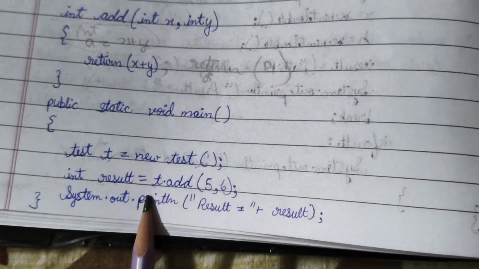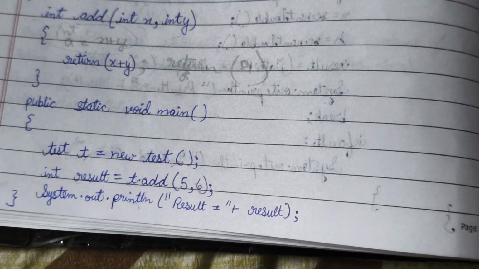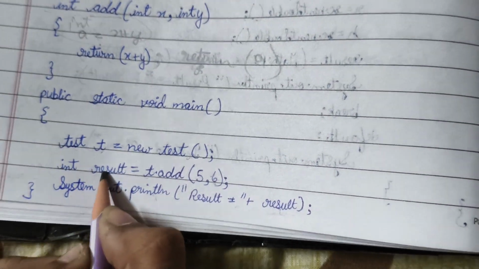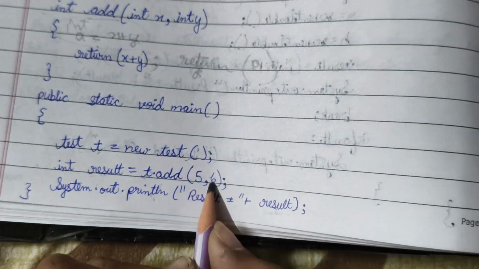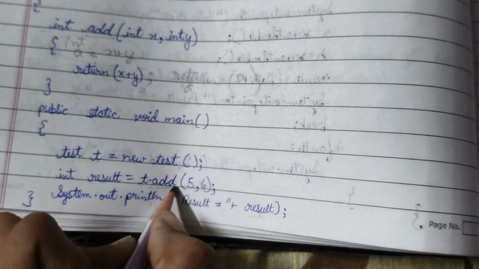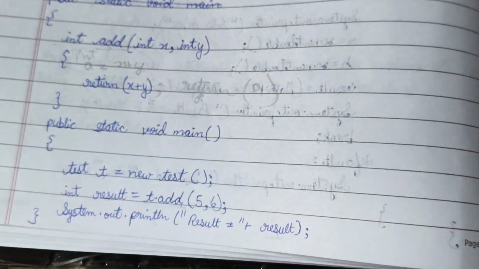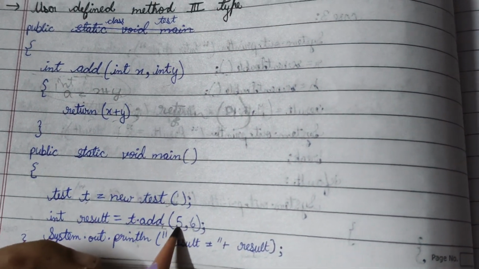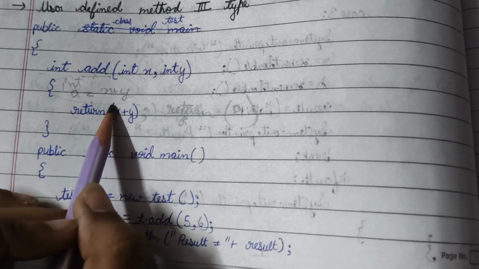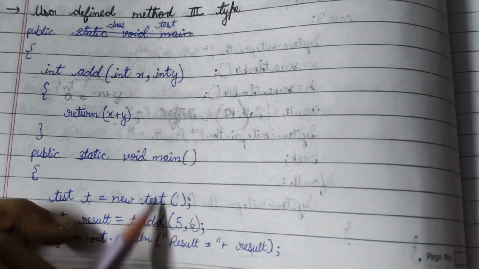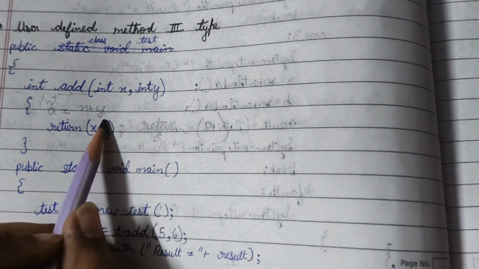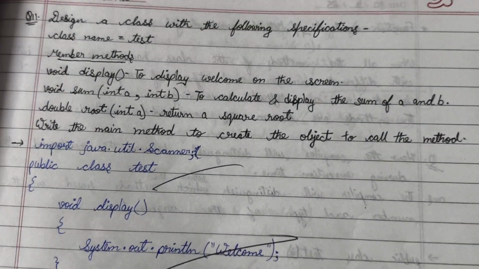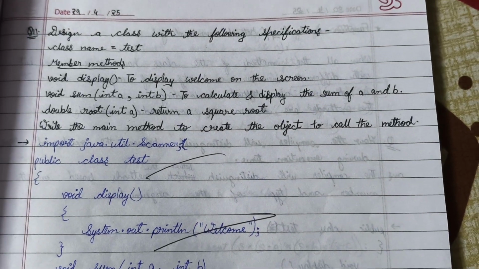And then system.out.println, result is equal to plus result. So this result will give the value of t.add(5,6), and this will go to the add method. In add, what it is giving, return a or x plus y, which is 5,6. So it will add 5 and 6, meaning 5 is the value of x and 6 is the value of y, which will give us the answer as 11. So I don't think there will be any mistake in such a concept.